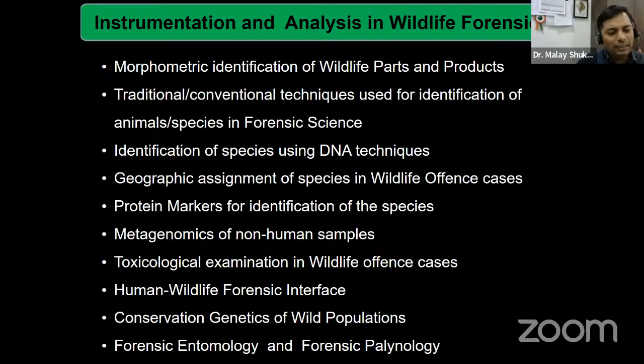As you can see on my slide, there are various techniques that are being used nowadays, or since its inception, that means when wildlife forensics started in the 90s at Wildlife Institute of India, Dehradun. There are a few techniques that have been used so far. Of that, most of the cases can be solved using morphometric techniques. There are various wildlife parts and products that we'll be discussing today, and which morphometric techniques can be used for identification of a wildlife part, may it be a whole part or in the form of a finished product.